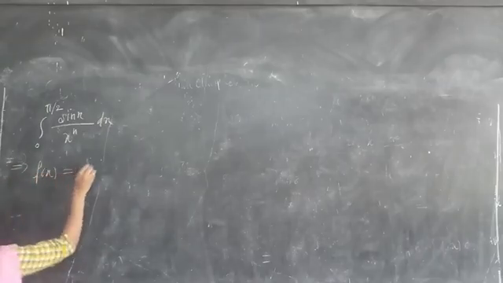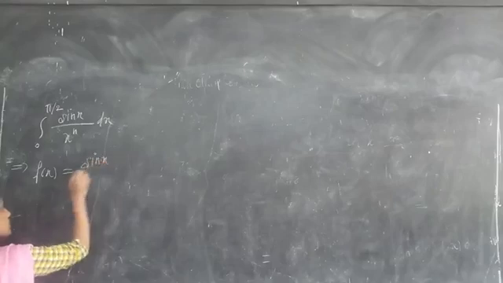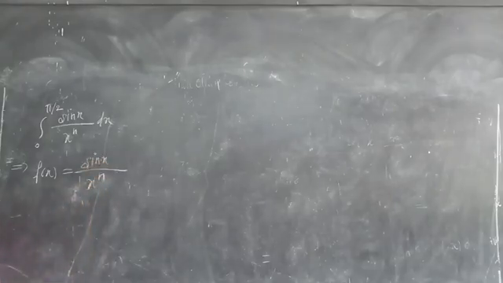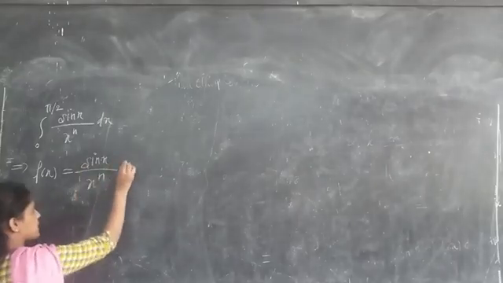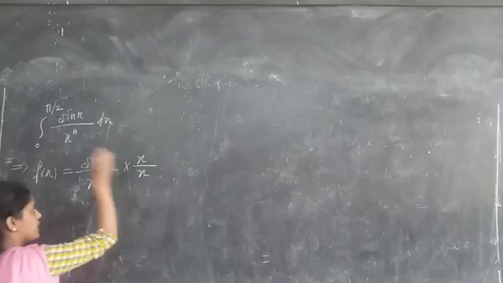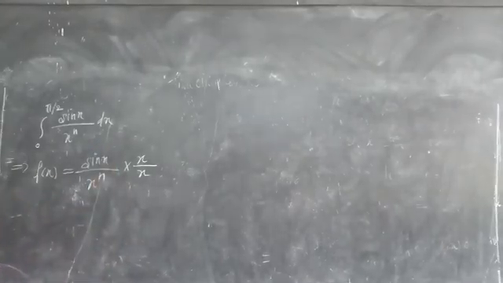Our f of x is sine of x divided by x to the power n. Directly we will not get the solution for this, so we'll see the easy way here. We multiply and divide by x here. Why are we multiplying and dividing by x? You will get to know.